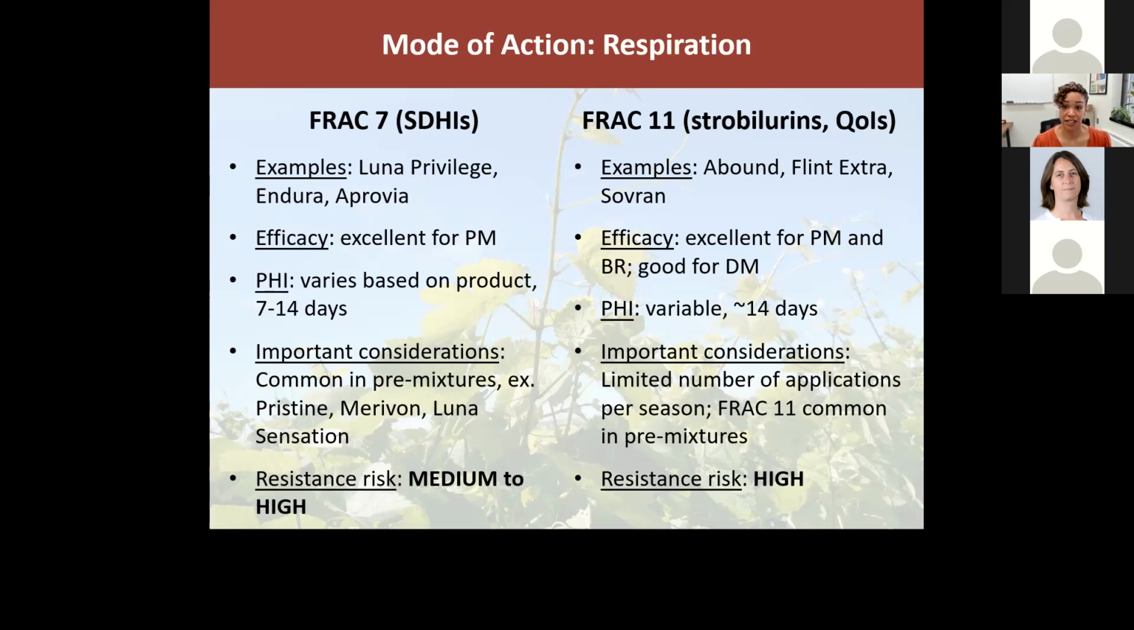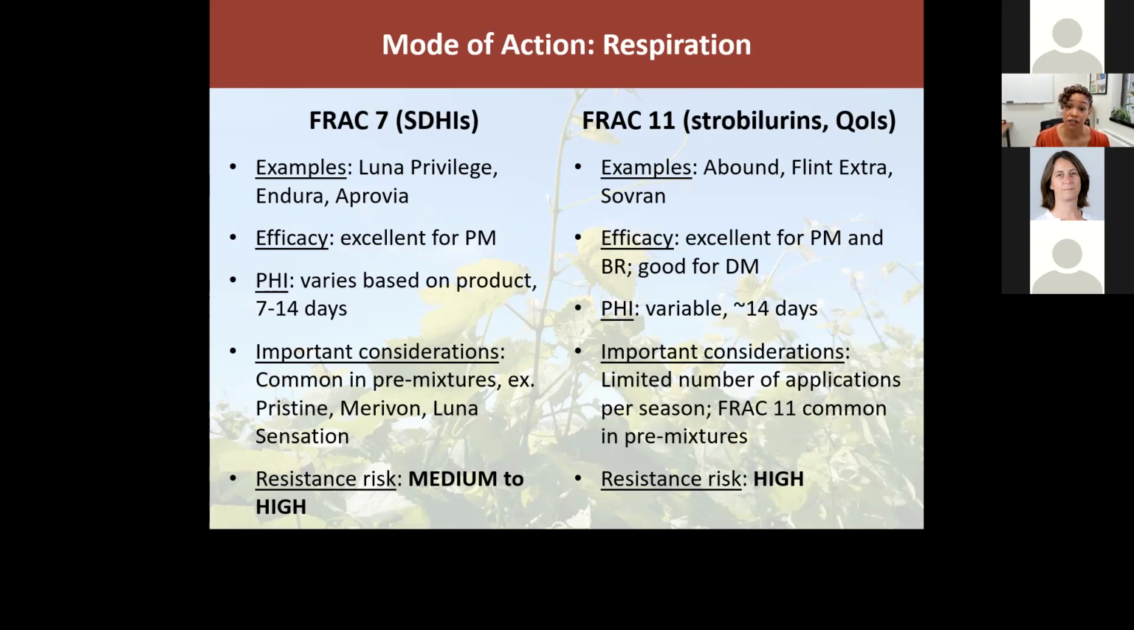So mode of action: these particular fungicides act on respiration processes within different fungi. The first is FRAC 7, or sometimes we call them the SDHIs, right? Kind of getting back into this lingo that we use when talking about these codes. Some examples are fungicides like Luna Privilege, Endura, and Aprovia. But there, of course, are others you can find in the guidebooks. And of course, you know where to find the numbers on the label too.